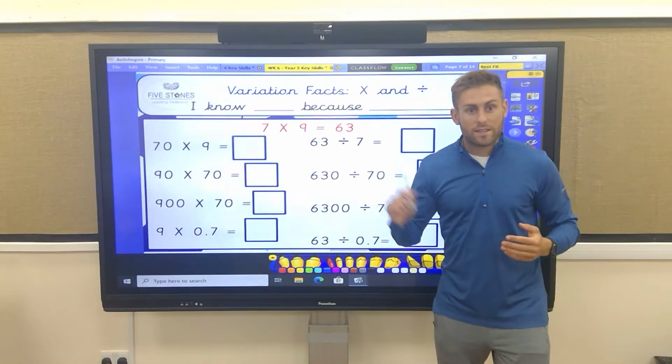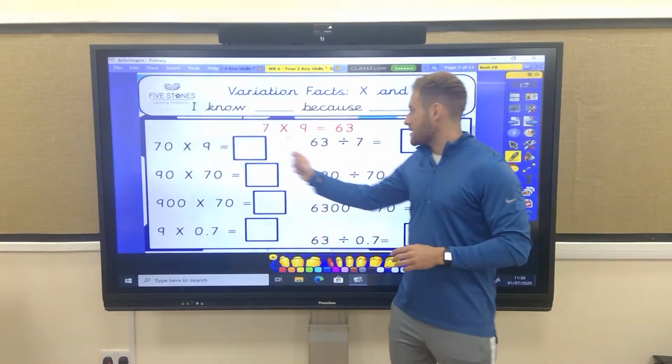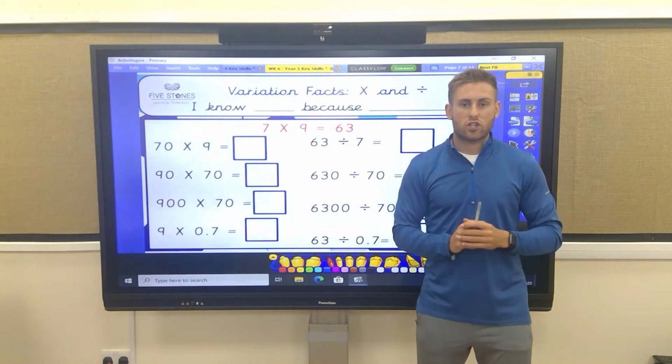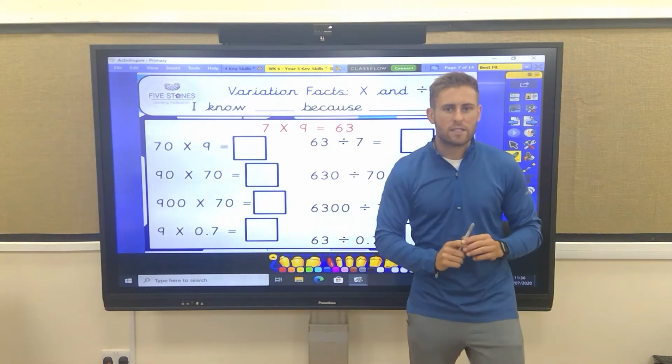Same again with this activity. Use the red calculation to help you solve the other relationships that we have. Pause the screen, give yourself some work time.